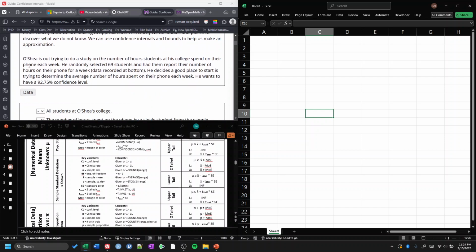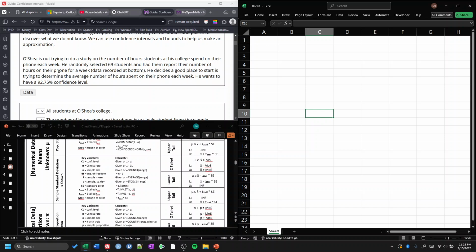So in this problem, it says O'Shea is out trying to do a study on the number of hours students at his college spend on their phone each week. He randomly selected 69 students and had them report the number of hours on their phone for a week, and the data is recorded below. He decides a good place to start is trying to determine the number of hours spent on the phone each week. And he wants to have a 92.5% confidence level.